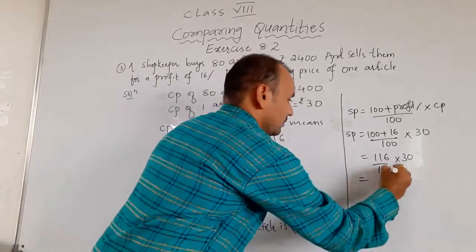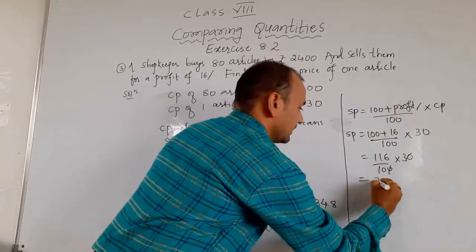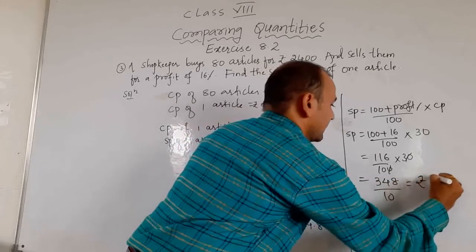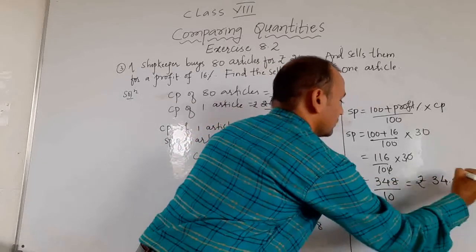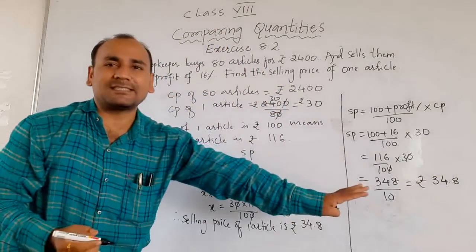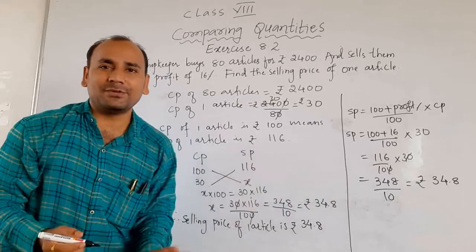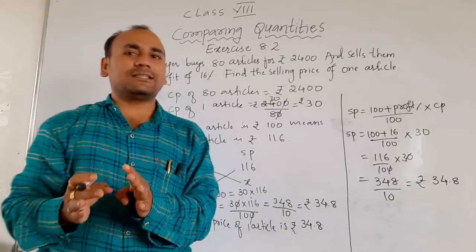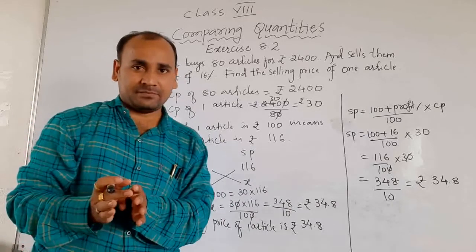So this is equal to 0, 0 cancel, 116 3s are 348 divided by 10. This can be written with one number after the decimal point, so it will become 34.8. So both the methods I have shown you, whichever method you feel is easy, you can follow that method. For both the methods you will get the marks.